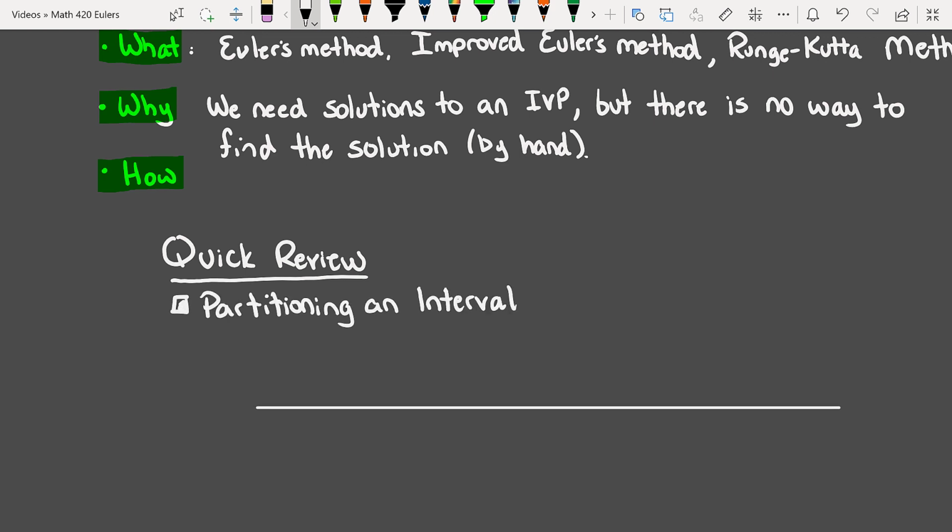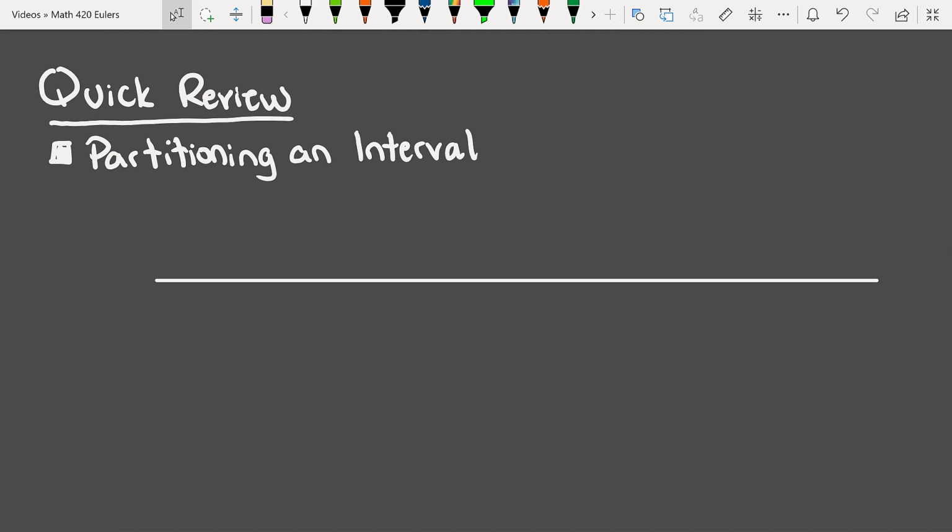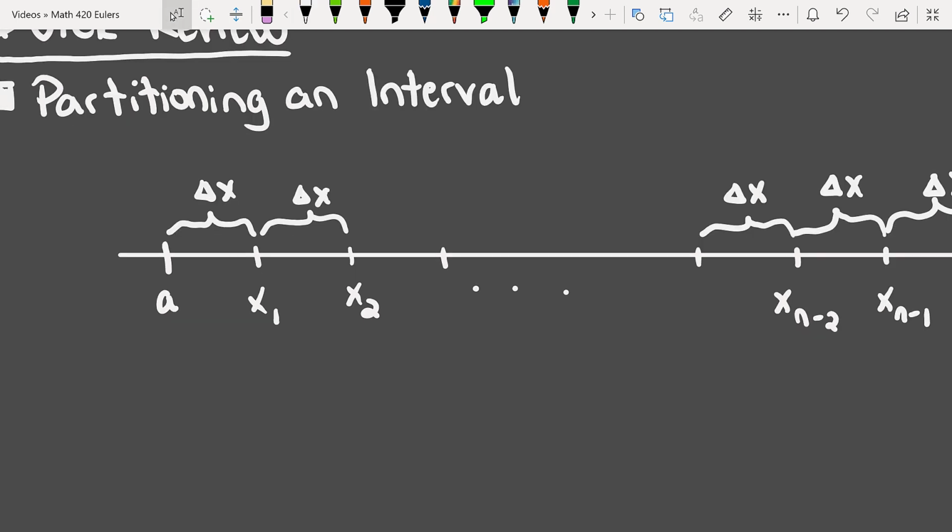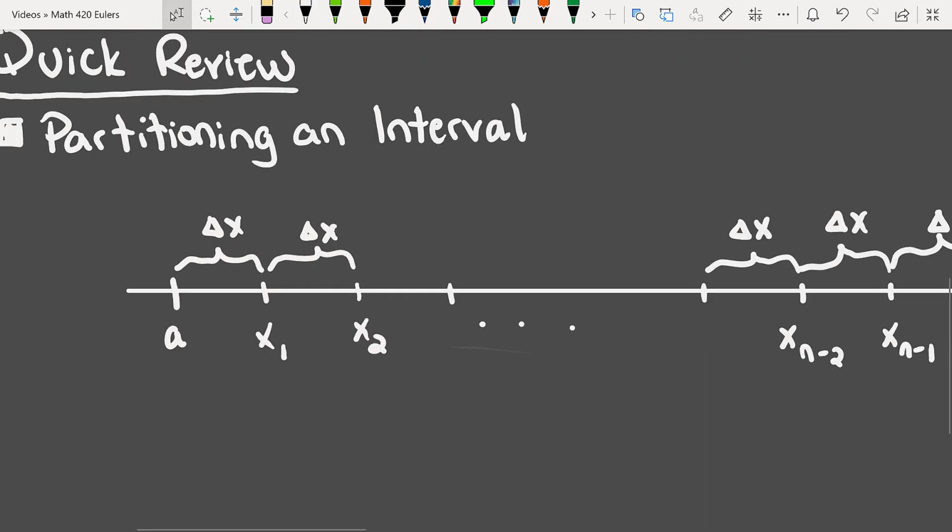The first thing we're going to need from Calc 1 is to recall that when we introduced the idea of an integral, we partitioned an interval into a bunch of little sub-intervals. So we took some interval from, let's say, A to B, and we diced it into n sub-intervals. Also note, our sub-intervals were equally spaced. That is, each of these widths was just delta x.